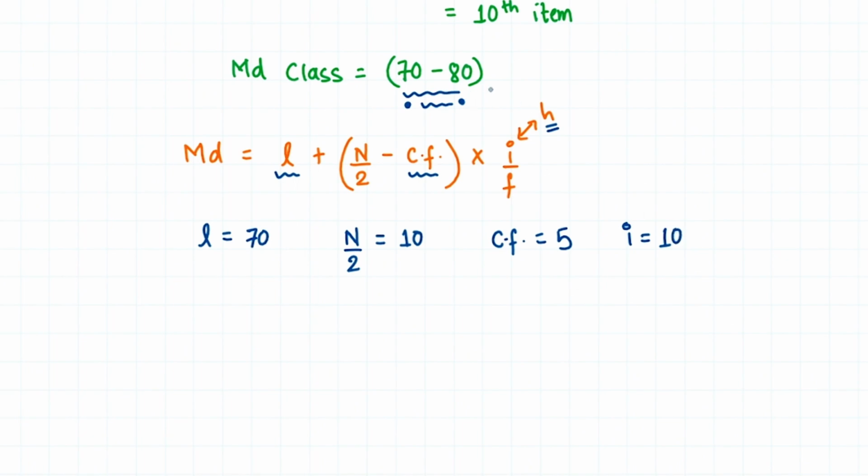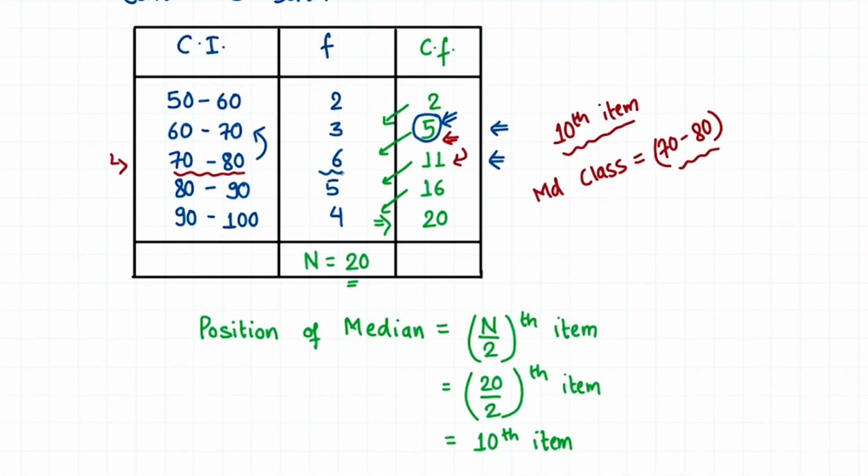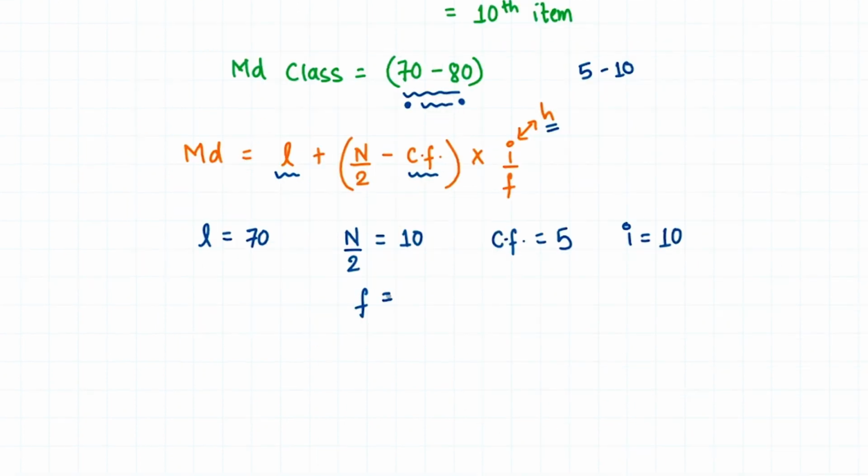So if it was 20 to 40, then our I would be 20. If it was like 5 to 10, then our I would be 5, okay? It's the gap between the class. Now finally, we have our frequency left. Our frequency is the frequency of our median class. So the frequency of our median class is 6 over here, right? This is our median class. So F is equal to 6.